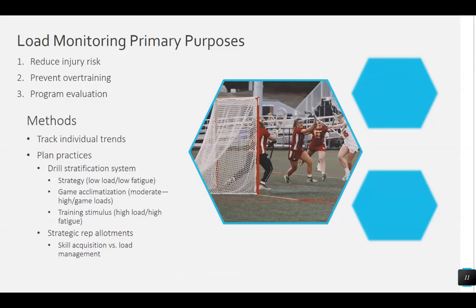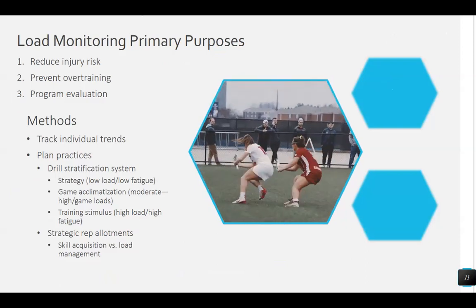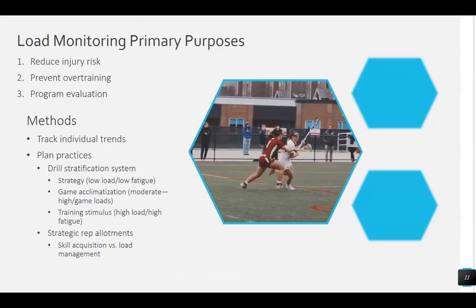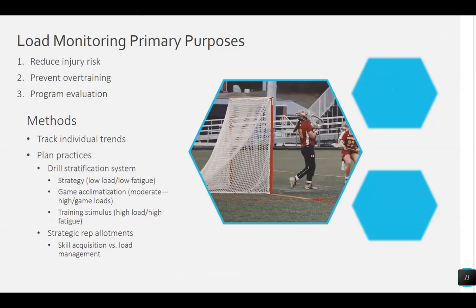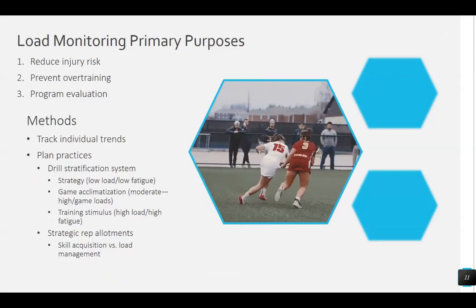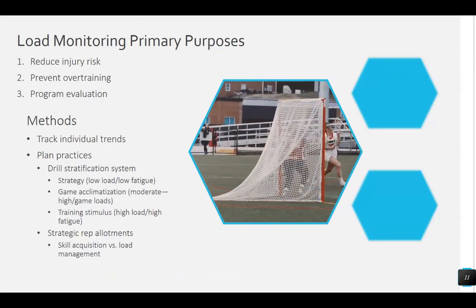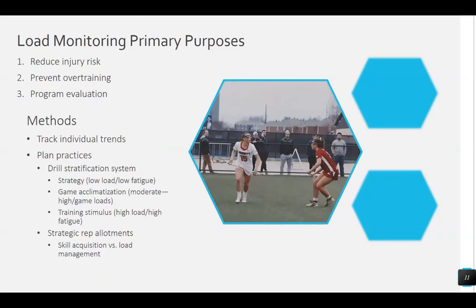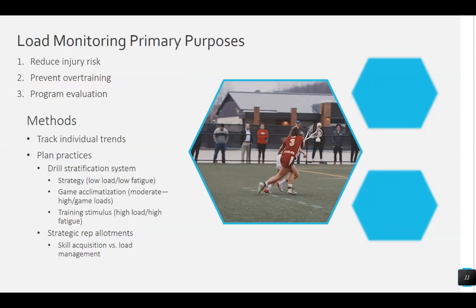So we don't want to have our athletes injured, because then obviously they're not on the field, they're not performing to their greatest extent, and that's going to be problematic for them. We want to prevent overtraining. So this is going to be something where we can monitor the programs, we can evaluate them for their effectiveness. So these are some of the primary purposes.